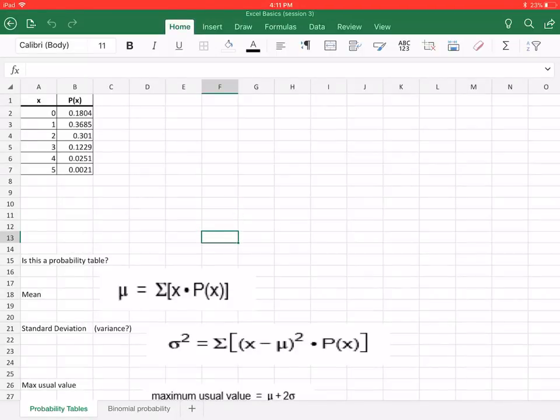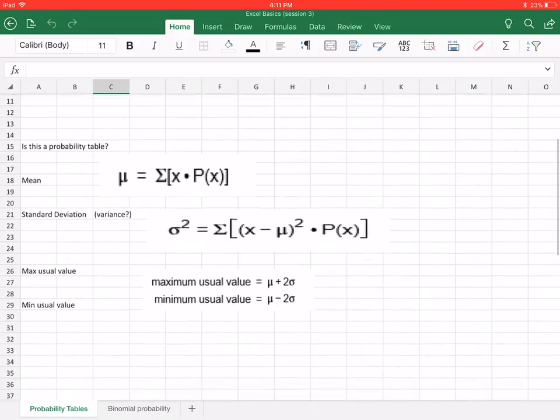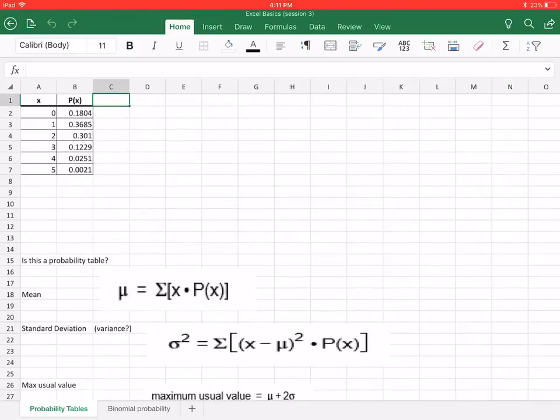Hey everyone, we're going to start with probability tables today. We're going to look at if it's a probability table, how to find the mean of it, the standard deviation, the maximum and minimum usual value as well. So to start off, we're going to look to see if this is even a probability table.